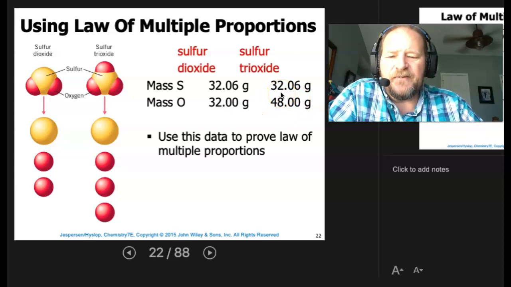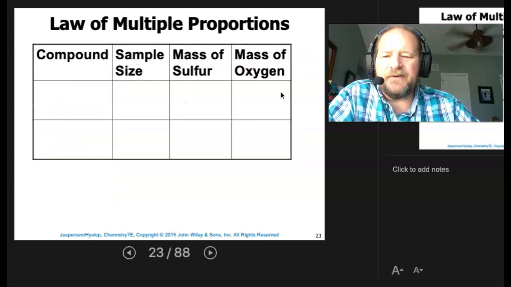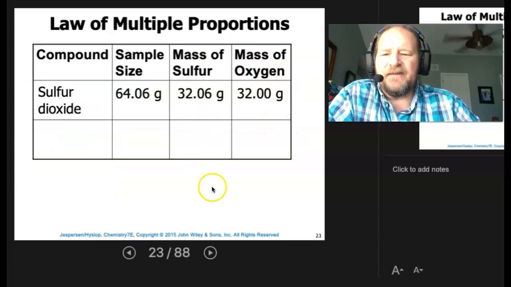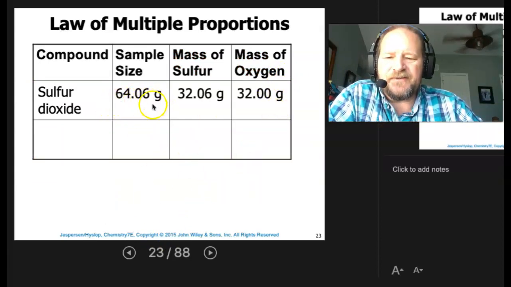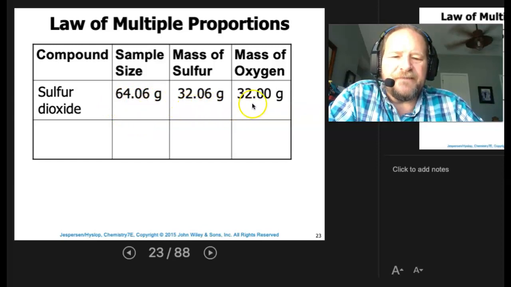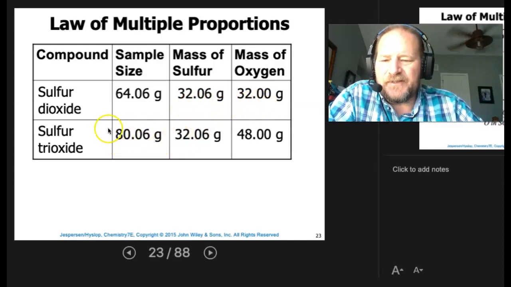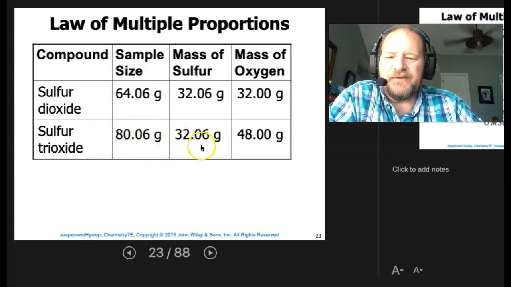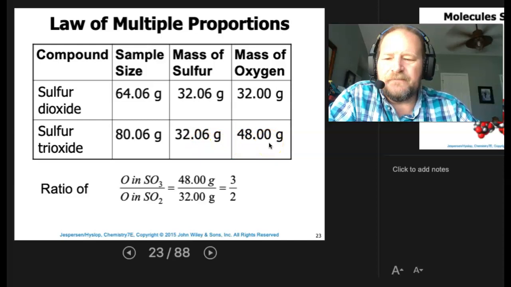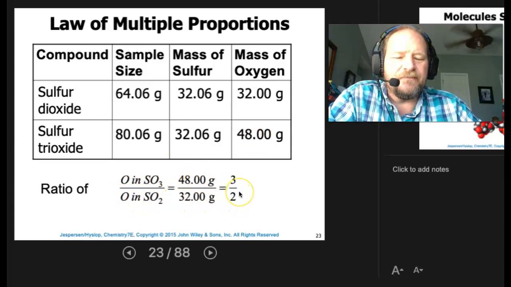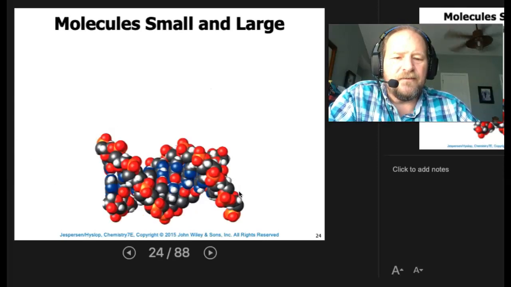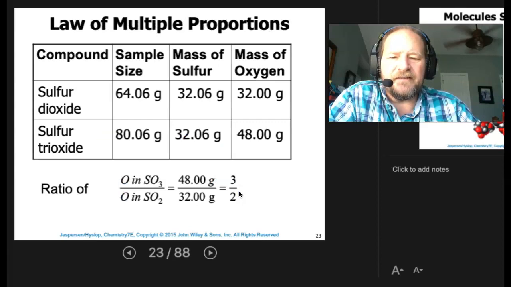Now we can use this data to prove the law of multiple proportions. So here's how we're going to do it. Sulfur dioxide, sample size 64.06 grams. We have 1 mass of sulfur, 32, 2 masses of oxygen for 32. For sulfur trioxide, we have a total mass of 80, 32 coming from the 1 unit of sulfur, 48 coming from 3 units of oxygen. The ratio of oxygen in SO3 to SO2 would be 3 to 2. All right, hopefully that made sense.